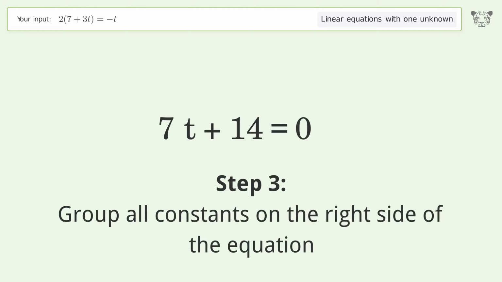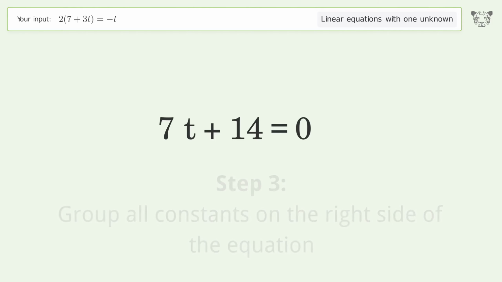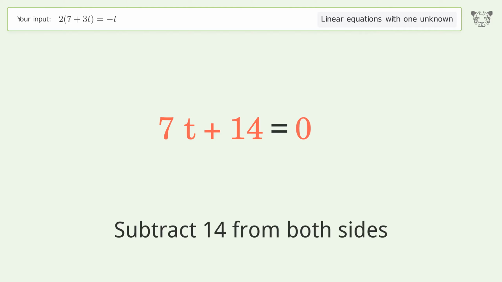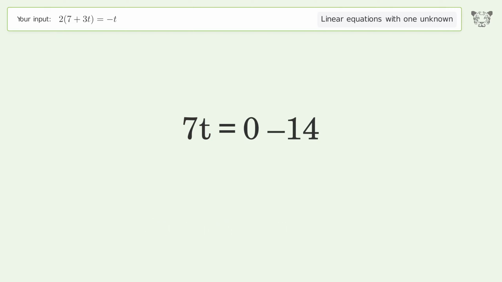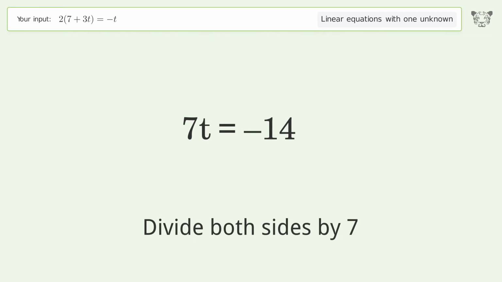Group all constants on the right side of the equation. Subtract 14 from both sides. Simplify the arithmetic. Isolate the x. Divide both sides by 7.